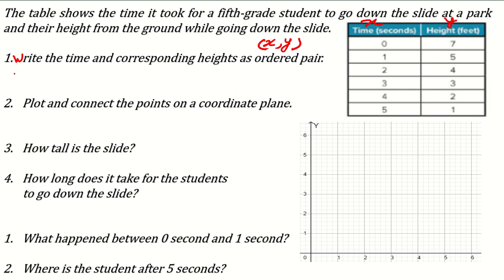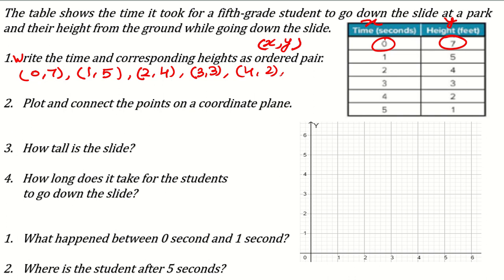So the ordered pairs will be 0, 7. You just need to write this as X and this as Y. Another ordered pair will be 1, 5. Then 2, 4. Then 3, 3. Then 4, 2. And last will be 5, 1. Now what do we have to do? We have to plot and connect the points on the coordinate plane.